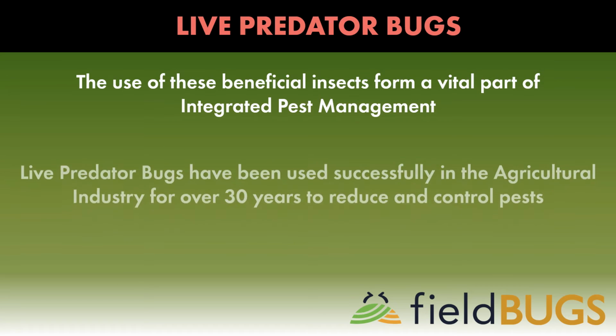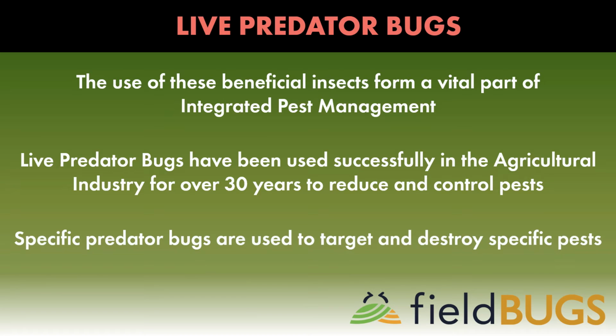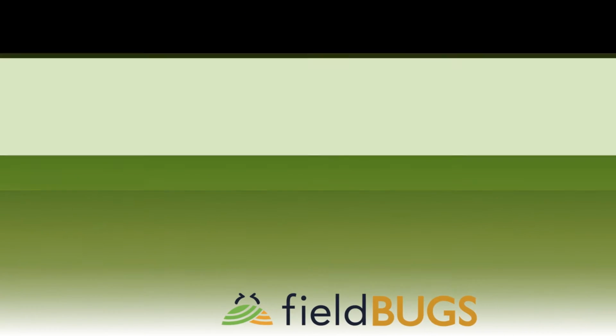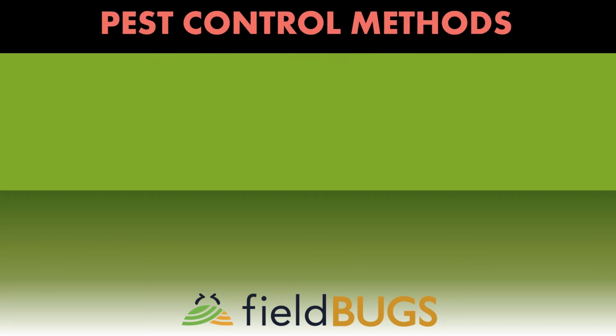Predator bugs have been used successfully in the agricultural industry for over 30 years to reduce and control pests. Specific predator bugs are used to target and destroy specific pests. There are two basic types of live predators to control pests.